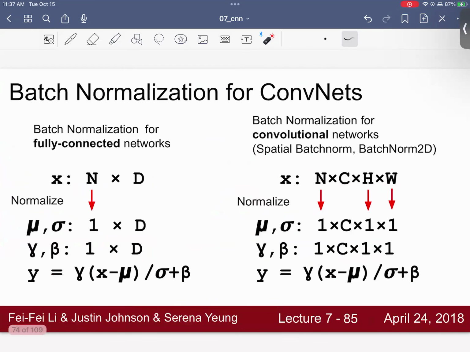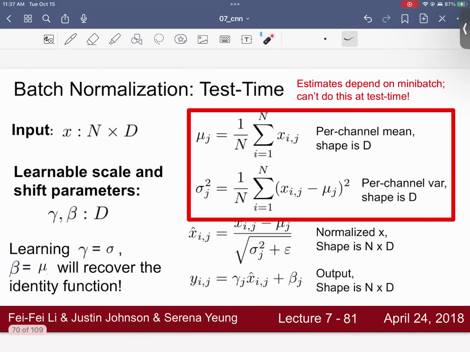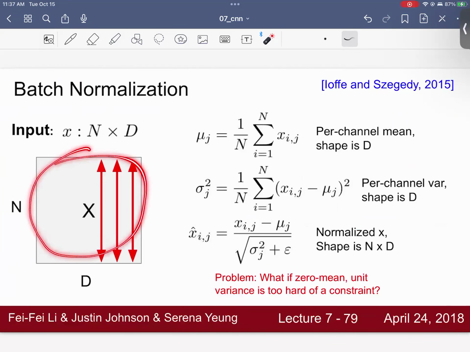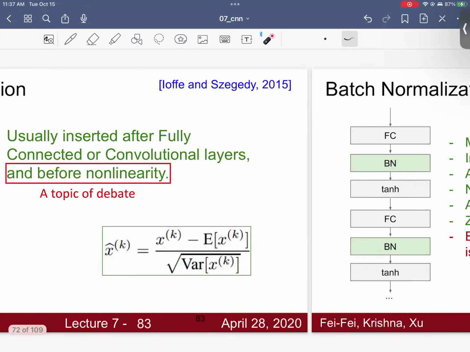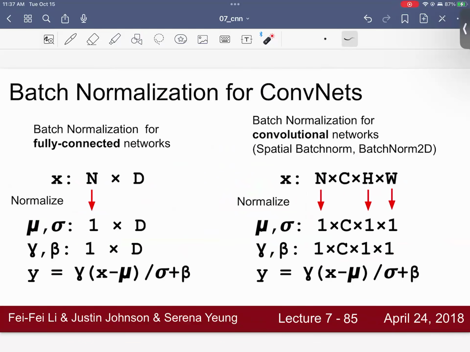So batch norm for fully connected net is what we looked at right here. This is a fully connected network, so it's a batch norm for FC, but batch norm for convnet is a little bit different. Here we've averaged over the sample, the mini batch axis, right? There are n number of samples, so we did a sample-wise average. So you've got mu and sigma for each dimension.